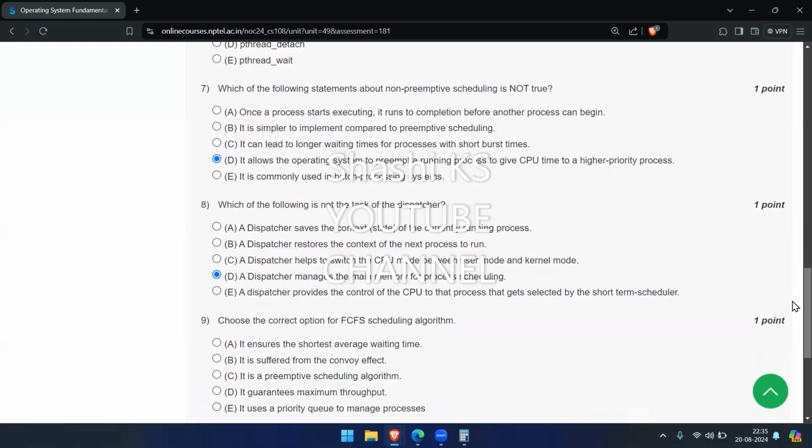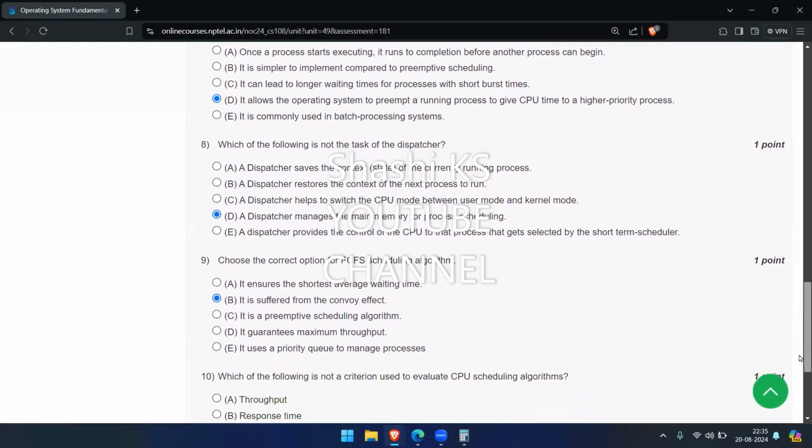The next question, choose the correct option for the FCFS scheduling algorithm. FCFS means first come, first serve. It ensures the shortest average waiting time? That is wrong. It is a preemptive scheduling algorithm? Also wrong. It guarantees maximum throughput? Incorrect. It uses a priority queue to manage the processes? Also incorrect. The right option is that it suffers from the convoy effect, which is nothing but a shorter process behind a longer process.